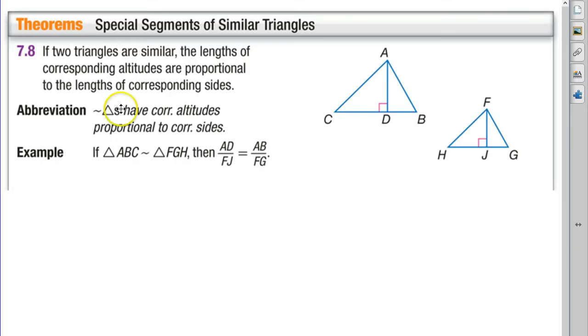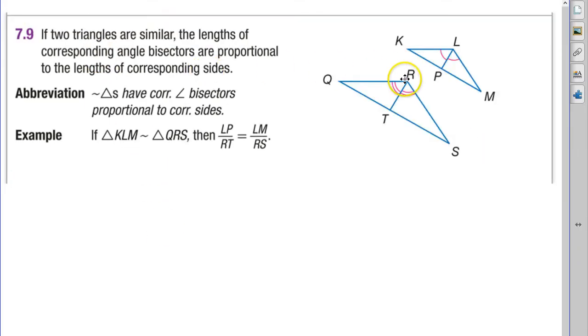Okay. Next theorem, theorem 7.9. Same exact thing. This time you've got two triangles that are similar, and then you're going to have angle bisectors in there. So LP and RT are a couple of angle bisectors. Well, the ratio of the angle bisectors is the same thing as the ratio of the sides. So it says the lengths of the corresponding angle bisectors are proportional to the lengths of the corresponding sides.